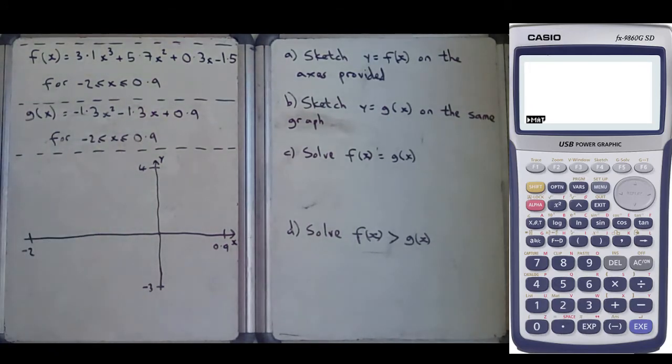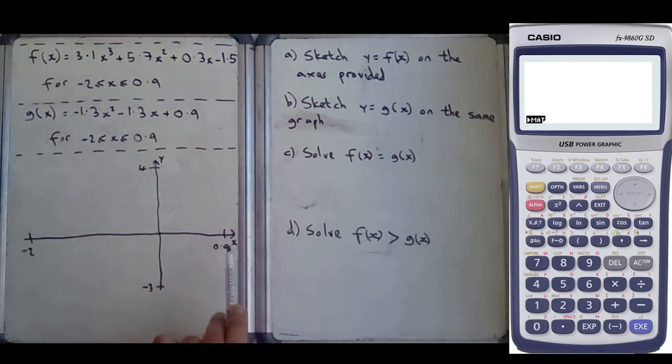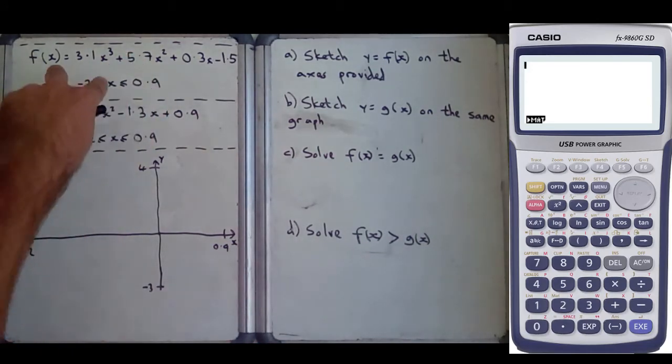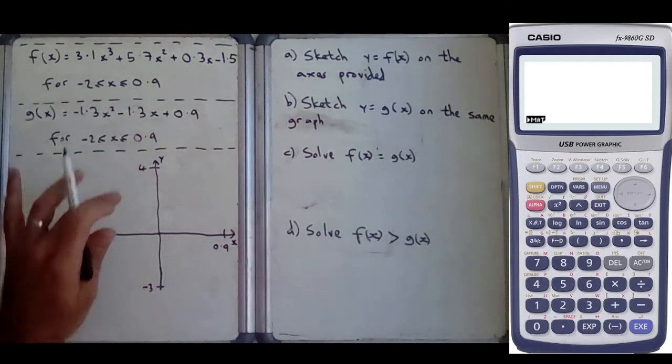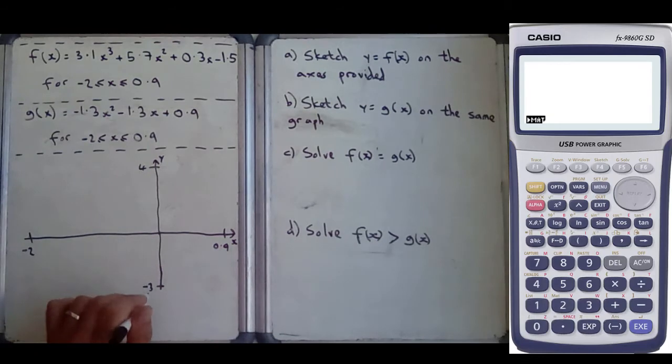Right, so we're given some axes. If we look at the x's, the minimum value is minus 2, which fits in with this domain given here. Maximum value 0.9, which fits in with this domain given here. You can see f of x and g of x have exactly the same domain. And we're lucky enough to have been given minimum and maximum y values that the question wants us to plot the functions over as well. So you can see this minimum value of y here of minus 3 and a maximum of 4.